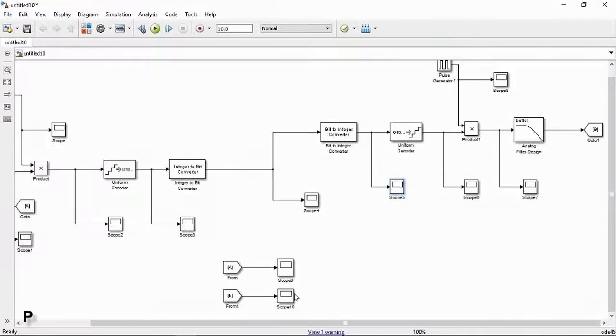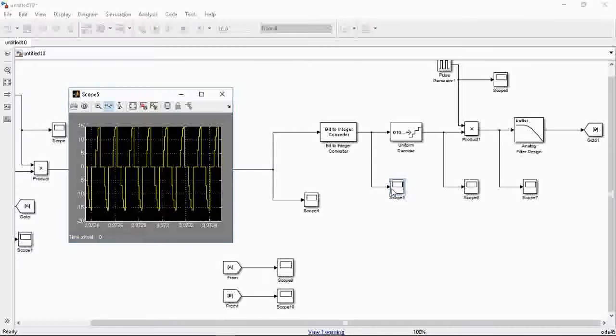Thank you. My name is Wan Muhammad Izzah Bakri. I will be presenting the output of Part A. As the prelude from the input of Part A, the signal of the encoded PCM flows through the converter again to convert the bits to integers. As we can see from scope 5, scope 5 shows the quantized signal.